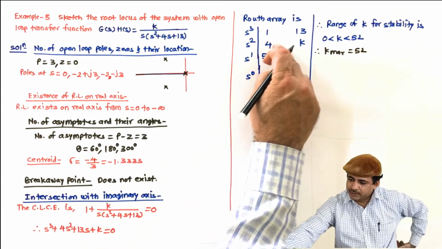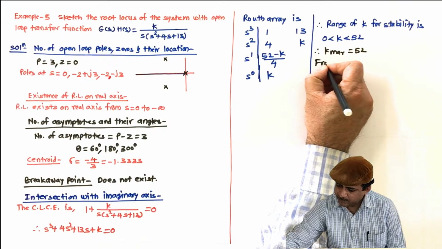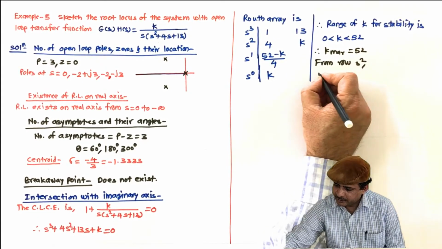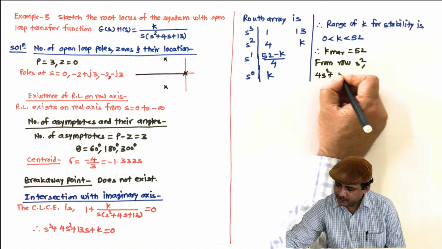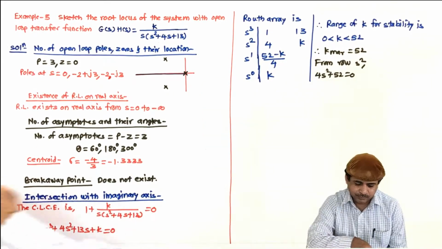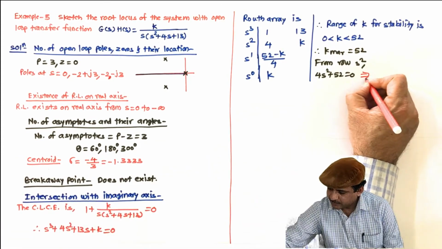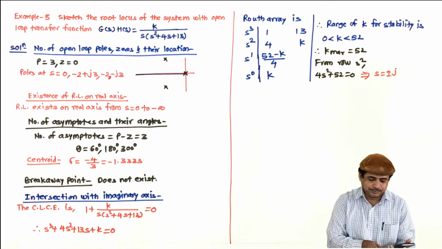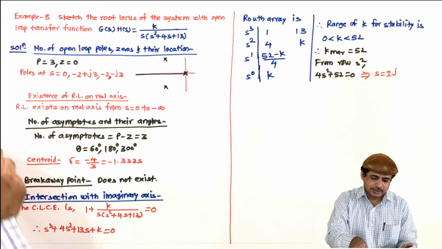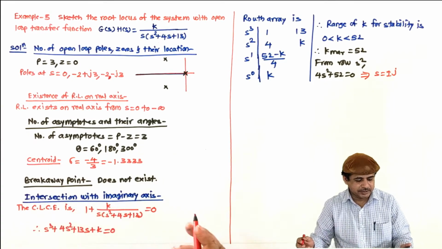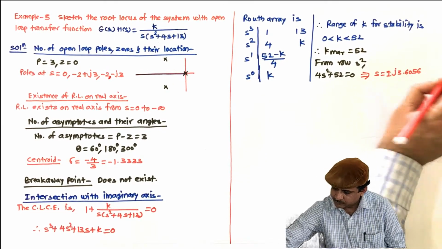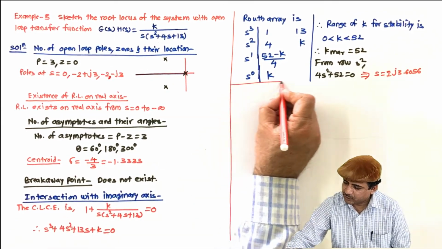And now you move to the row s square. From row s square we get 4s square plus 52 equal to 0. That implies s is equal to plus or minus j root 13. And that is nothing but 3.6056. So this we have got.